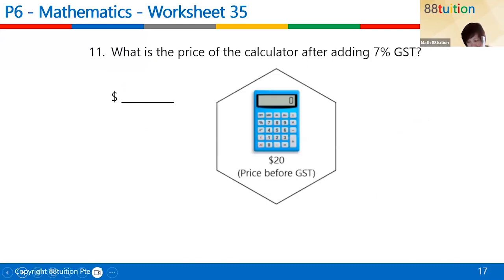Number 11. After adding GST, that means multiply by 1.07, no? You get $21.40.